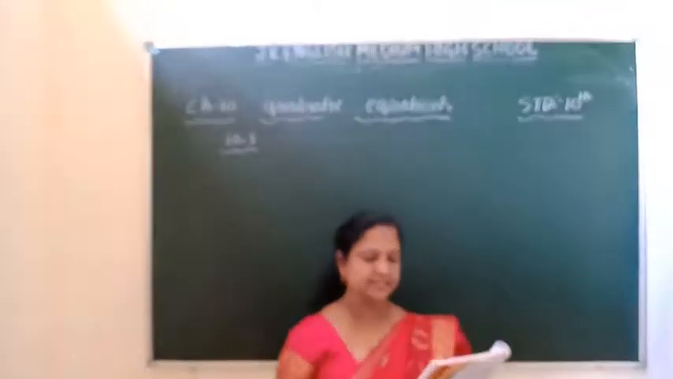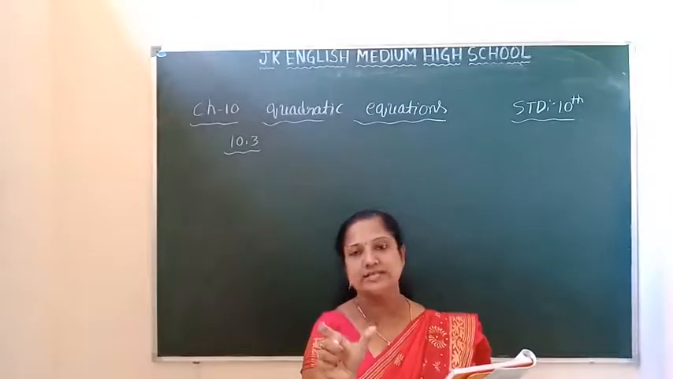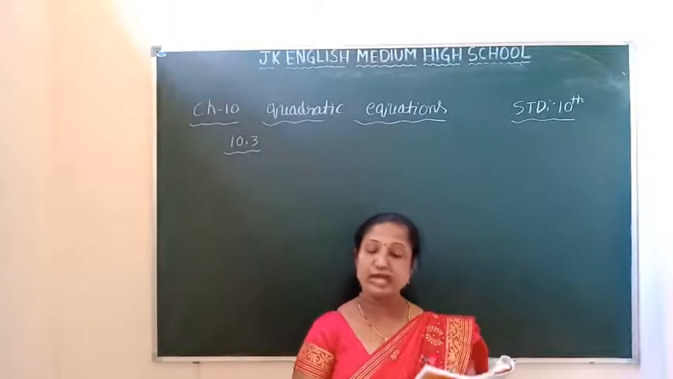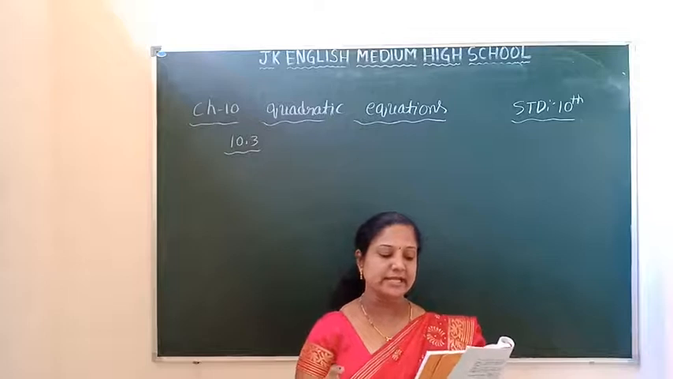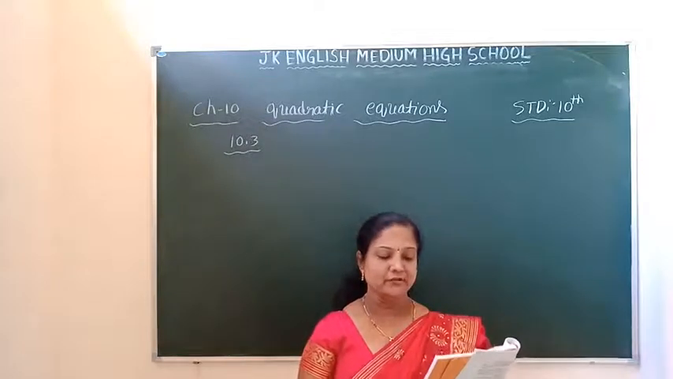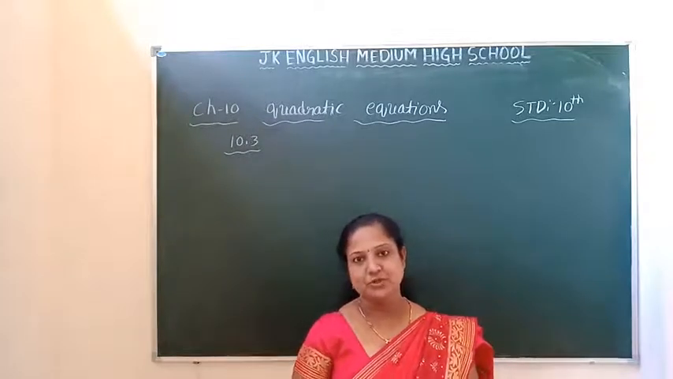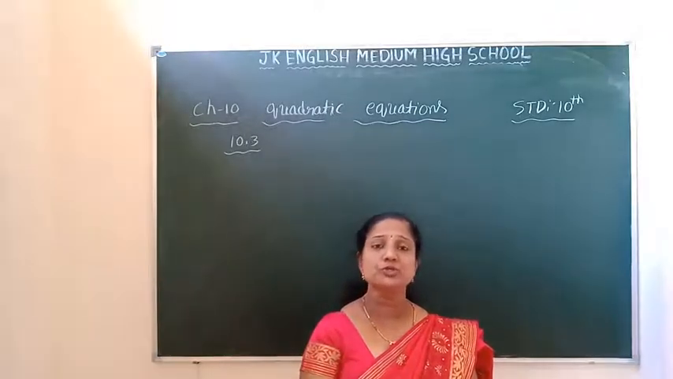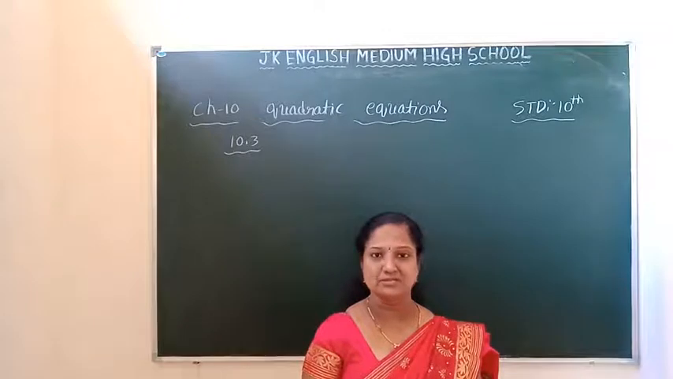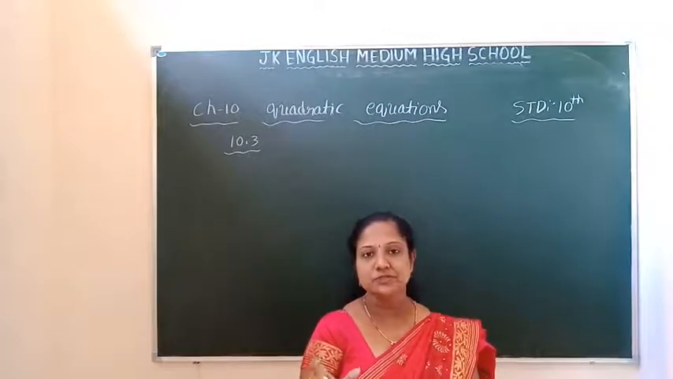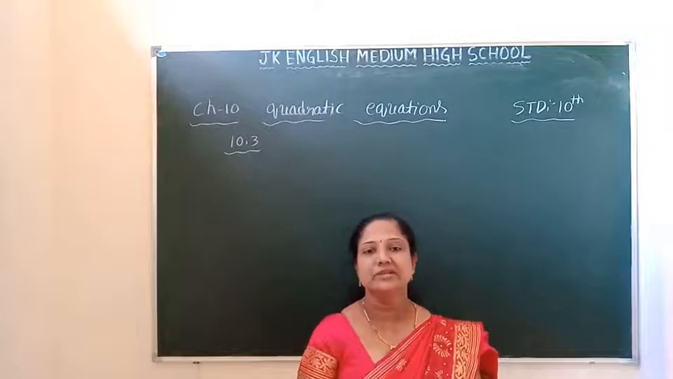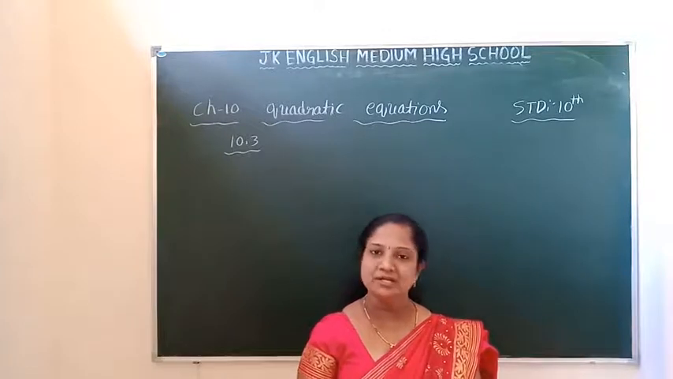The 7th question is: the difference of squares of two numbers is 180. The square of the smaller number is 8 times the larger number. Find the two numbers. So there is one small number and a larger number. We don't know those two numbers, so I have to find them out. Let those two numbers be x and y.